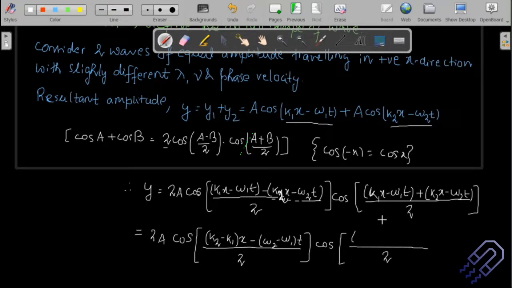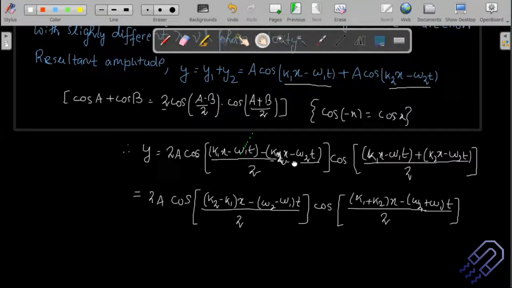Here we have plus, k1 plus k2. So maybe you can write it down as k1 plus k2 into x minus omega 2 plus omega 1, or omega 1 plus omega 2, same thing, times t. This is fine, right? Just add them up. Take the minus sign out, omega 2 plus omega 1. Okay, so this is the relation that we have right now.